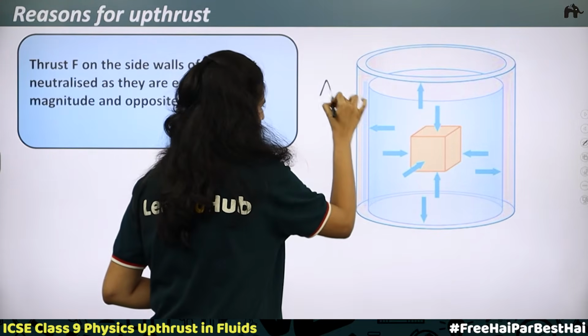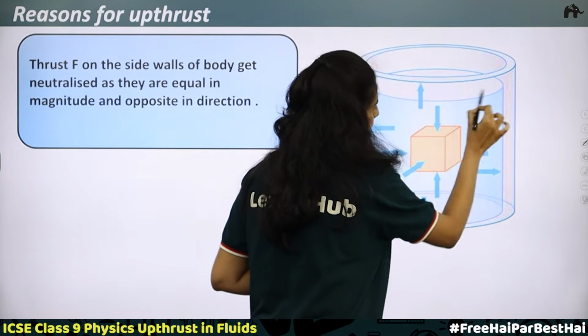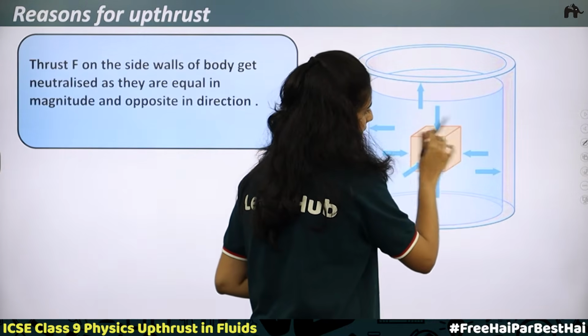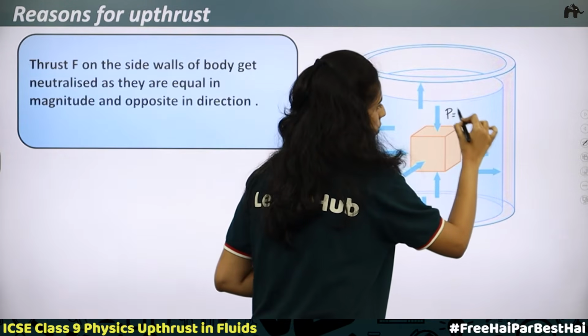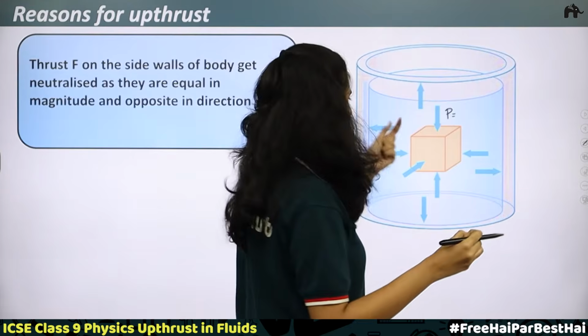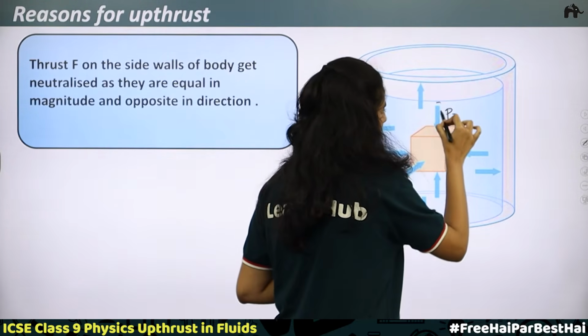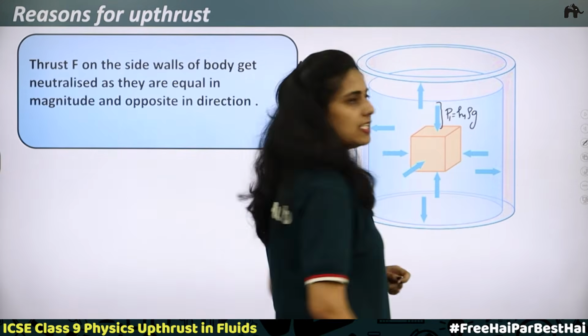Let's say the total area is A. Here, this is a free surface. The pressure exerted at the upper face, pressure P, will be equal to H rho G. Density is the same, acceleration due to gravity is the same. Let's say this height is H1. It will be H1 rho G. We can call it P1.